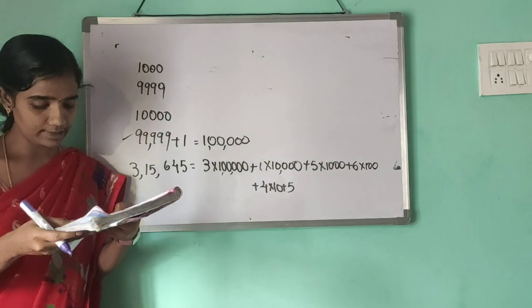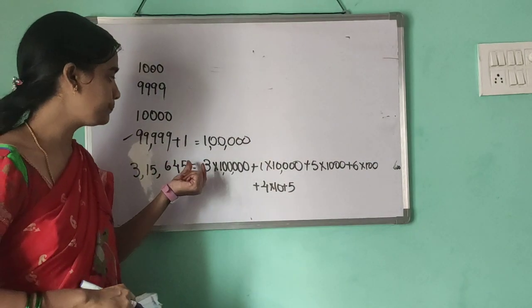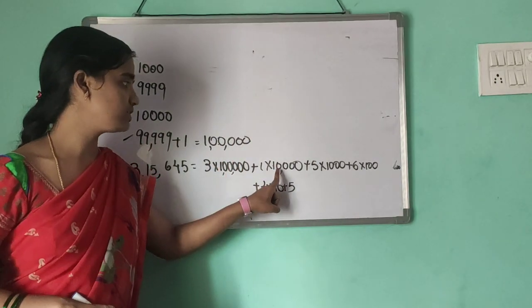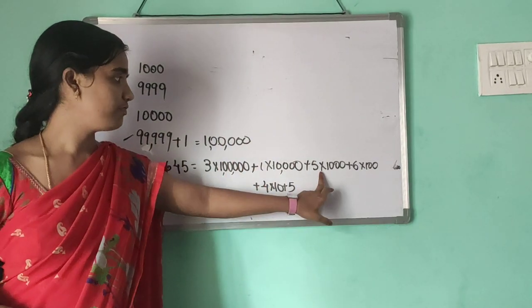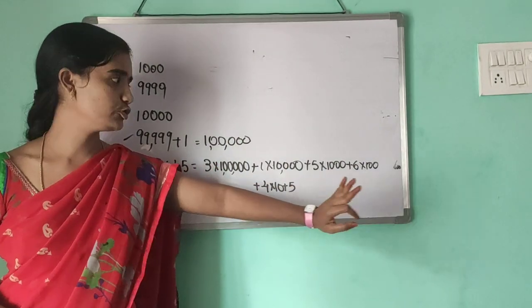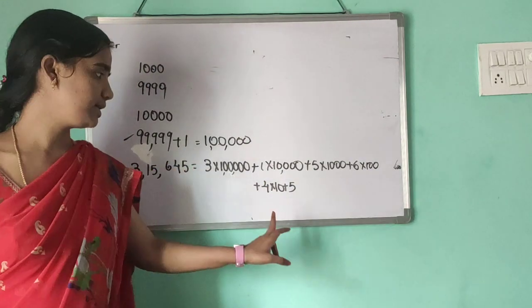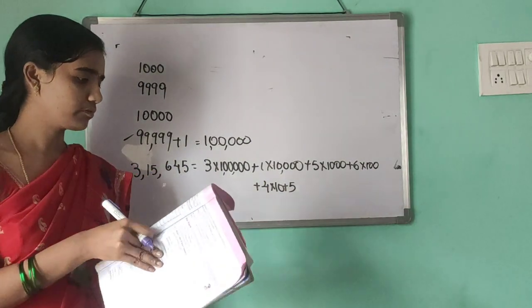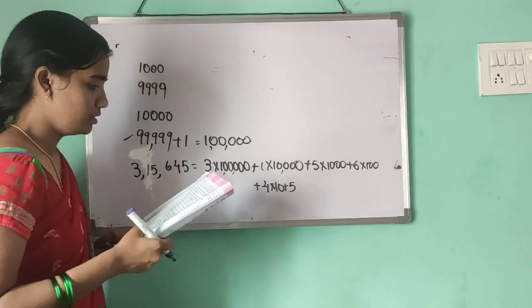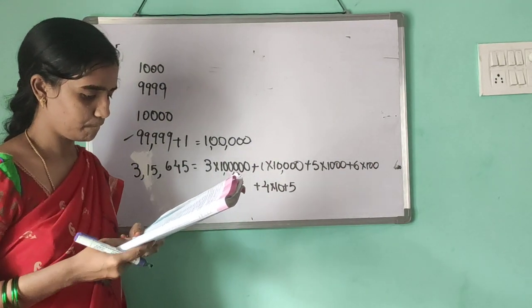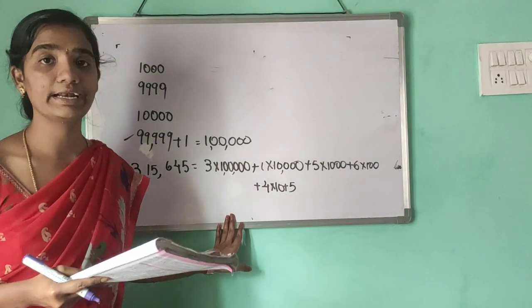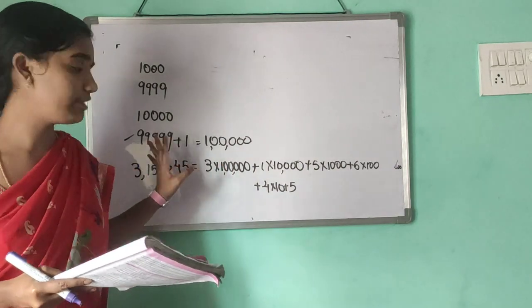In this we have to see here 1 lakh has 5 zeros, 10,000 has 4 zeros, 1000 has 3 zeros, 100 has 2 zeros, 10 has 1 zero. Okay. This is the expanded form of the lakh numbers.